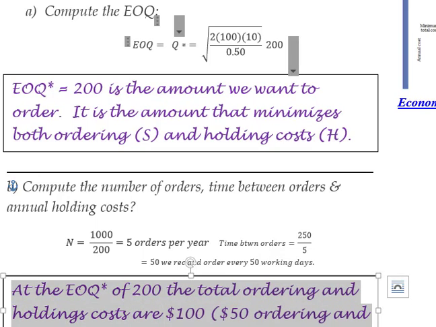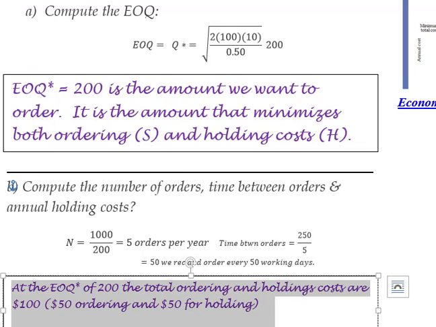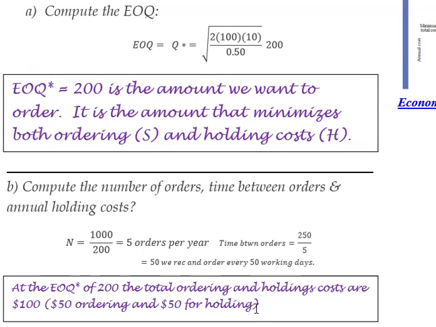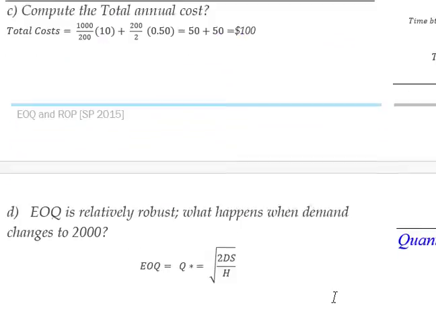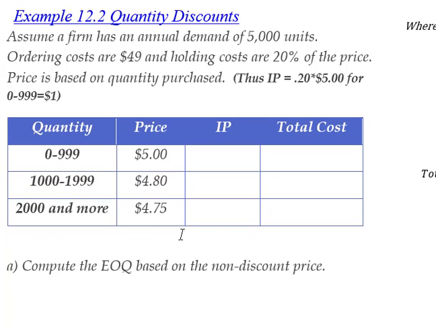Now, it's important that you understand that they're only equal when you order the economic order quantity. They're not equal if you, for some reason, don't order the economic order quantity. Which sort of brings me to the next page, which is where we talk about quantity discounts. So in example 2.2, we talk about quantity discounts.